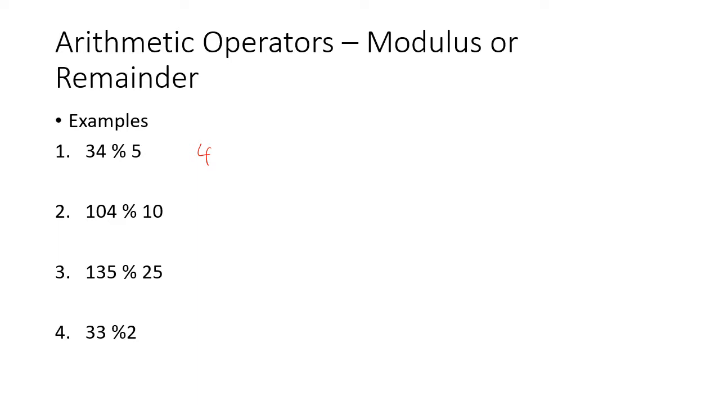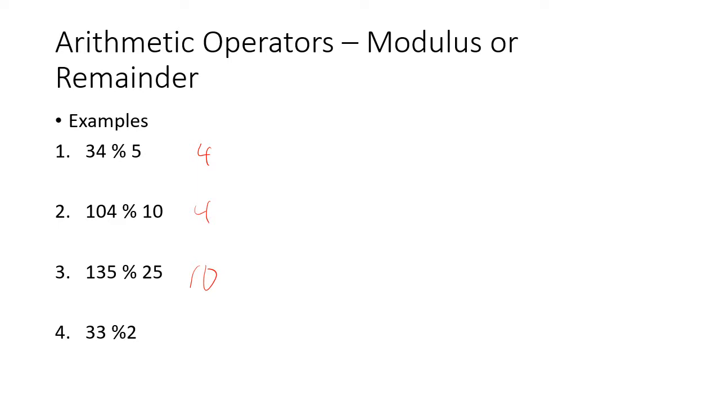104 remainder 10. 104 divided by 10 would be 10 remainder 4, so the answer to that one is going to be 4. And whenever you do remainder of something by 10, you get the last digit of that number. So 135 remainder 25 is going to be, 25 times 5 would be 125, and then we'd have 10 left over. So the answer to this one would be 10.